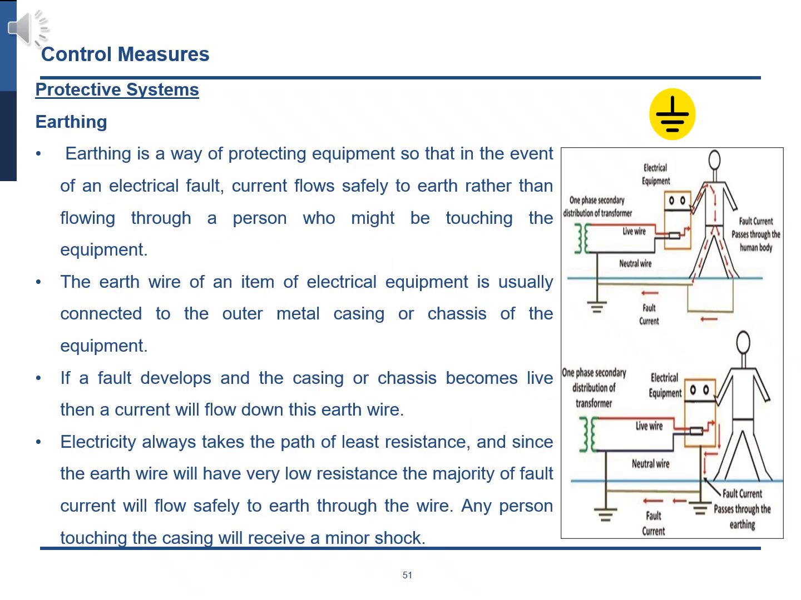Earthing. Earthing is a way of protecting equipment so that in the event of an electrical fault, current flows safely to earth rather than flowing through a person who might be touching the equipment. The earth wire of an item of electrical equipment is usually connected to the outer metal casing or chassis of the equipment. If a fault develops and the casing or chassis becomes live, then a current will flow down this earth wire. Electricity always takes the path of least resistance, and since the earth wire will have very low resistance, the majority of fault current will flow safely to earth through the wire. Any person touching the casing will receive a minor shock.